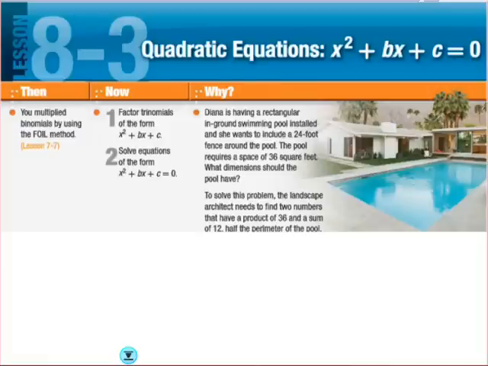We're going to look at quadratic equations. We have multiplied binomials using the FOIL method previously, and now we're going to factor trinomials to try and get them back to the form that they started in, and that'll make sense here in a second. And then we're also going to solve some equations in quadratic forms. The key is that today we're going to look at equations in this form up here, x squared plus bx plus c. We're going to look at equations specifically in that format.